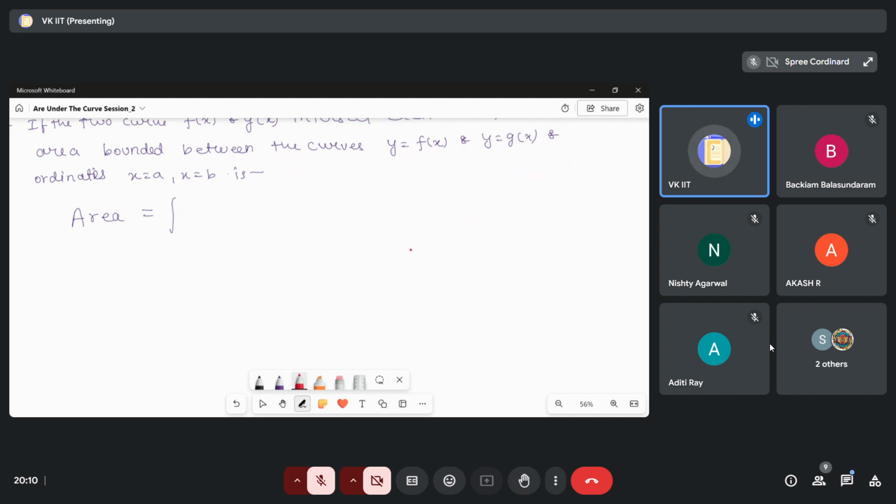So in this case you will be having the two curves like this. Let's say this is the first curve and this is the second curve, and these are the limits which are given. The area required is between the two curves, but they are also intersecting at some points.